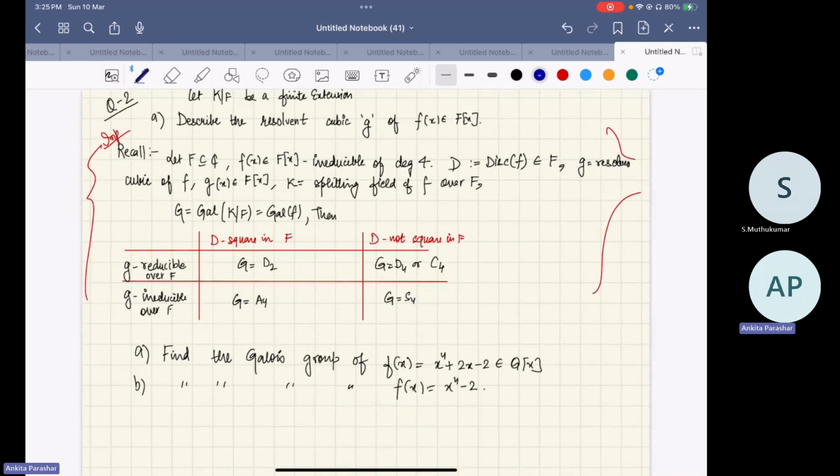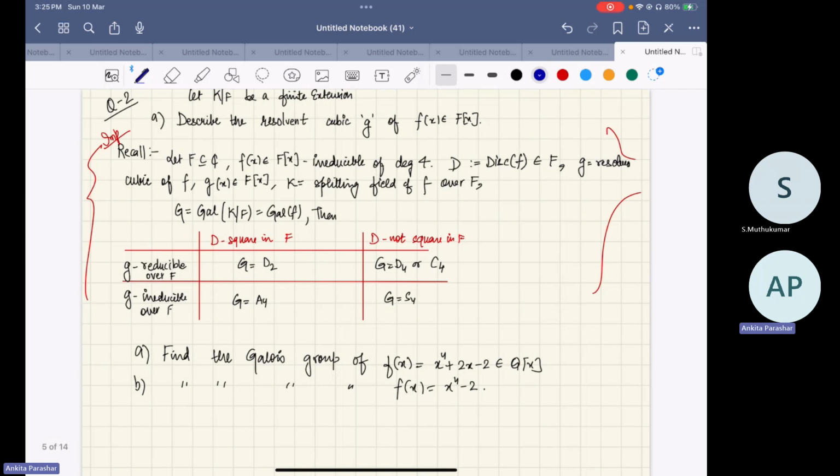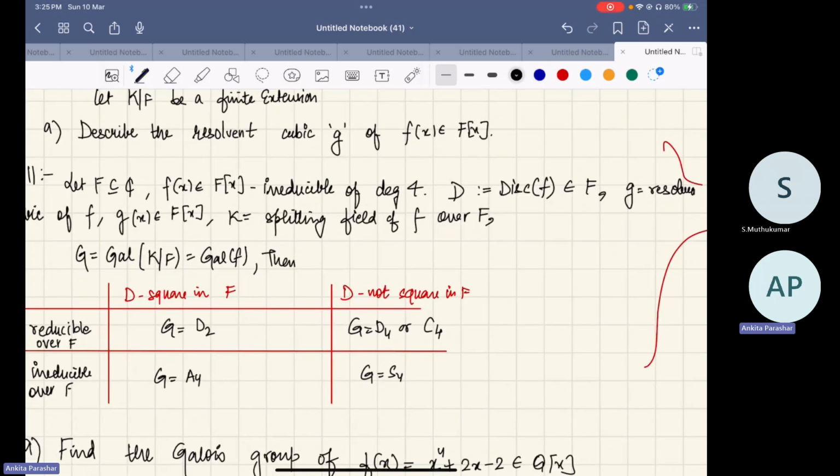Let's go to question 2. We have a finite extension K over F. So part A says describe the resolvent cubic for a degree 4 polynomial f in F[x], where F is contained in C and the degree of f is 4.